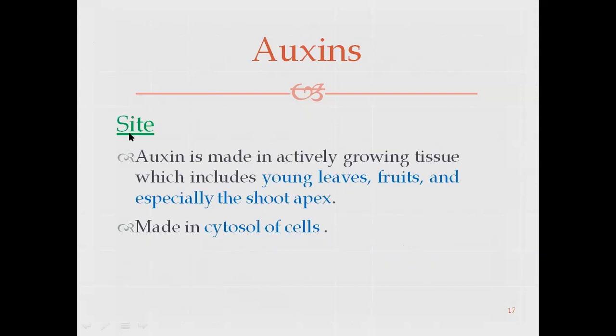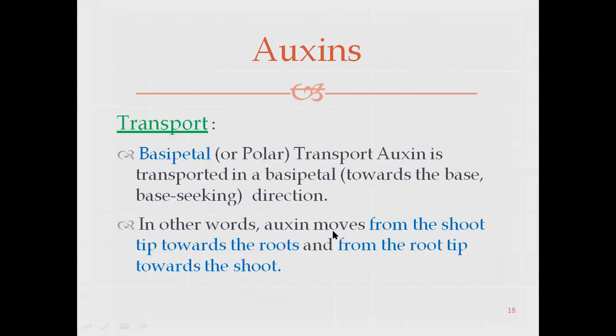So now, the site of action, where auxin actually functions and does its role. Auxin is made in actively growing tissue, which includes young leaves, fruits, and especially the shoot apex. Shoot apex is nothing but the apical portion where the meristematic tissue is found, and it is made in the cytosol of the cell.